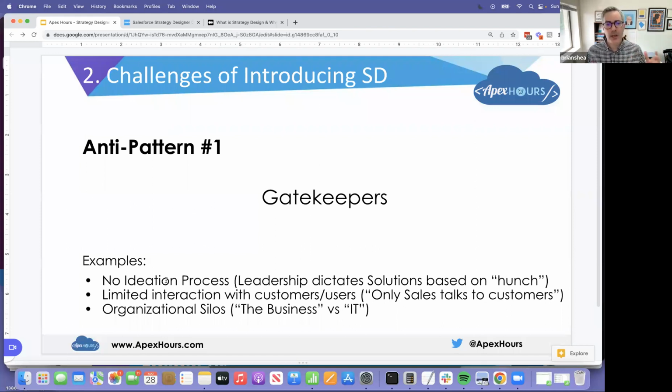In the last piece, organizational silos, similar to the one above, but a lot of times in the IT space or on Salesforce delivery teams, you hear things like the business in quotes versus IT or Salesforce IT in quotes. And it has sort of an us versus them or throw it over the wall type of dynamic. As we talked about, we want to break that down and we want to have a lot more sharing of information and collaboration. All of these gatekeeper dynamics can be a blocker for introducing strategy design.